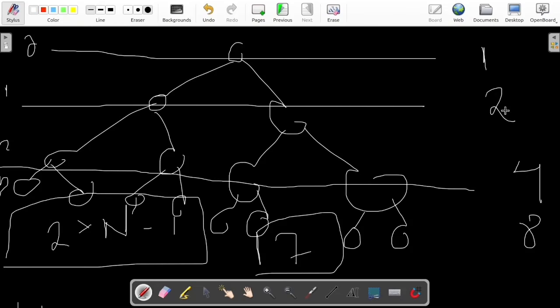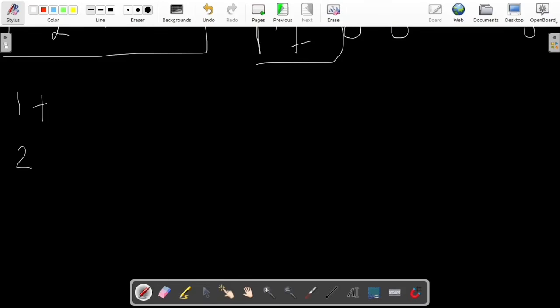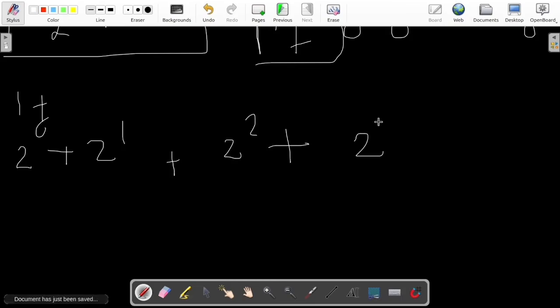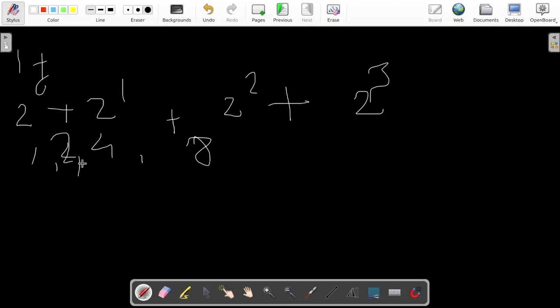This is 2 to the power 0. This is 2 to the power 1. This is 2 to the power 2, and this is 2 to the power 3. So 2 to the power 0 plus 2 to the power 1 plus 2 to the power 2 plus 2 to the power 3. Okay, now tell me one thing. This is a sequence of elements, and not just a normal sequence, it's a geometric progression, GP, which everyone has studied in 11th or 12th standard.